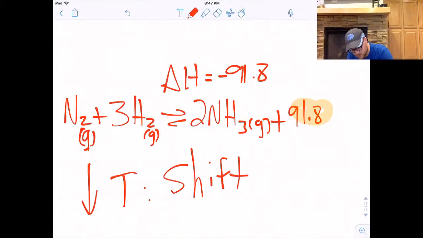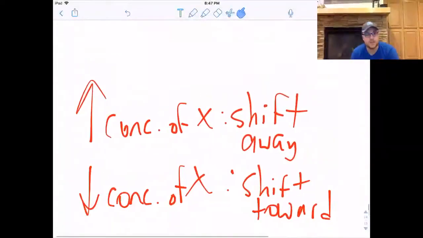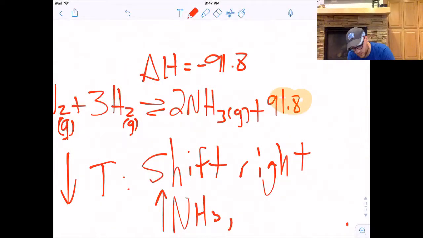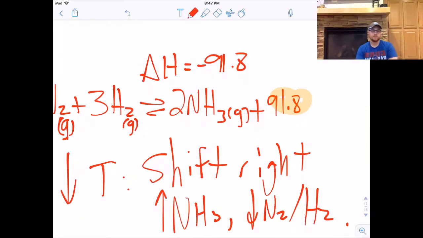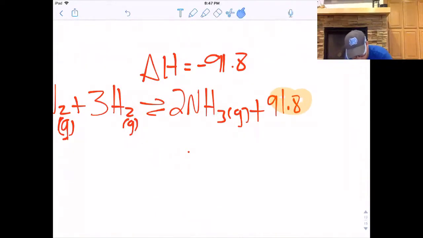All right, pressure is the weird one. So let's do that, and that's it for these shifting. Increase in pressure, put down here by the general rules: shift to less gas. Decrease in pressure, shift to more gas.